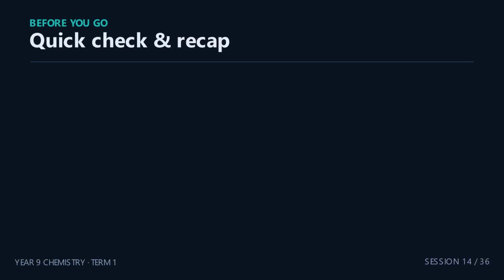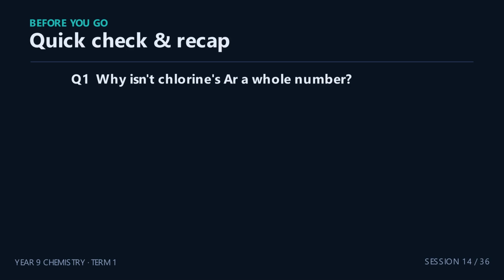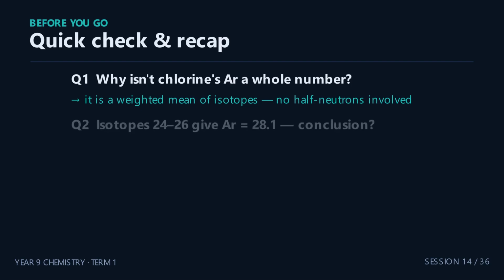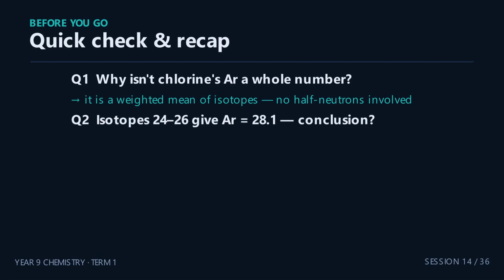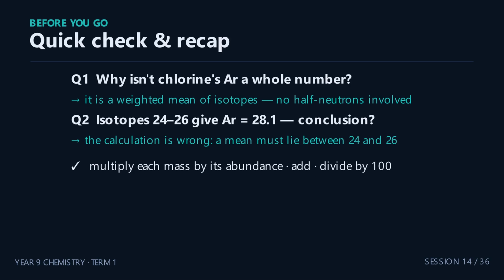Quick check. Question 1. Why is chlorine's relative atomic mass not a whole number? Pause and answer. Because it is a weighted mean of isotopes with different masses. No atom contains half a neutron. Question 2. Isotopes 24 to 26 give an answer of 28.1. Conclusion? The calculation is wrong. A weighted mean must lie between 24 and 26.